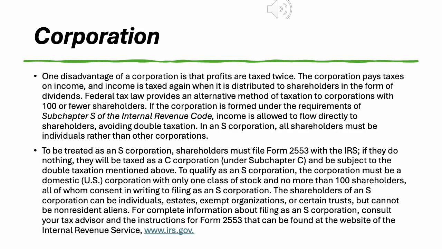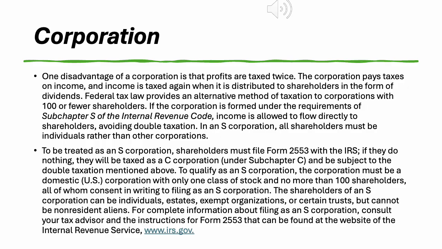Corporation. One disadvantage of a corporation is that profits are taxed twice. The corporation pays taxes on income, and income is taxed again when it is distributed to shareholders in the form of dividends. Federal tax law provides an alternative method of taxation to corporations with 100 or fewer shareholders. If the corporation is formed under the requirements of Subchapter S of the Internal Revenue Code, income is allowed to flow directly to shareholders, avoiding double taxation.